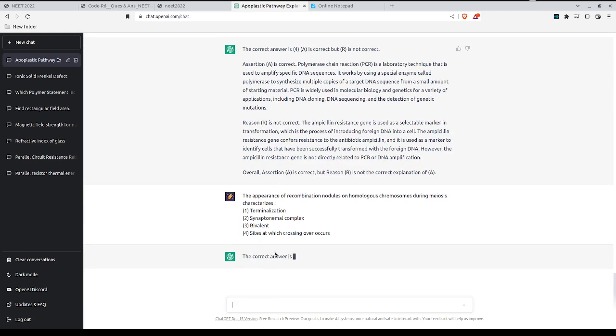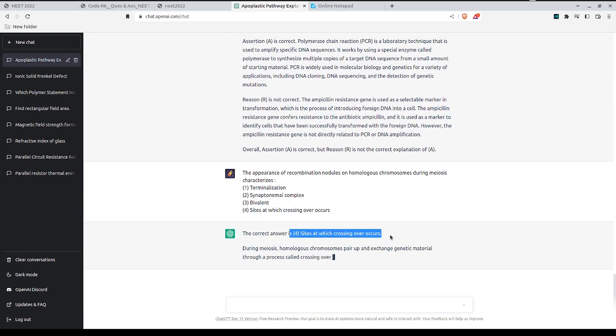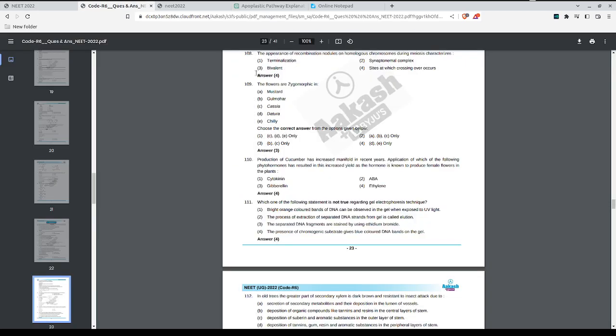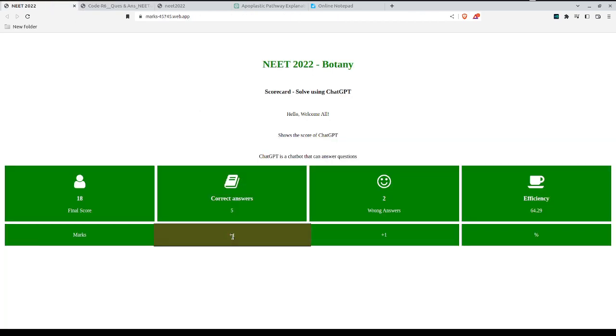The appearance of recombination nodules on homologous chromosomes during meiosis characterizes: 1. Terminalization, 2. Synaptonemal complex, 3. Bivalent, 4. Sites at which crossing over occurs.